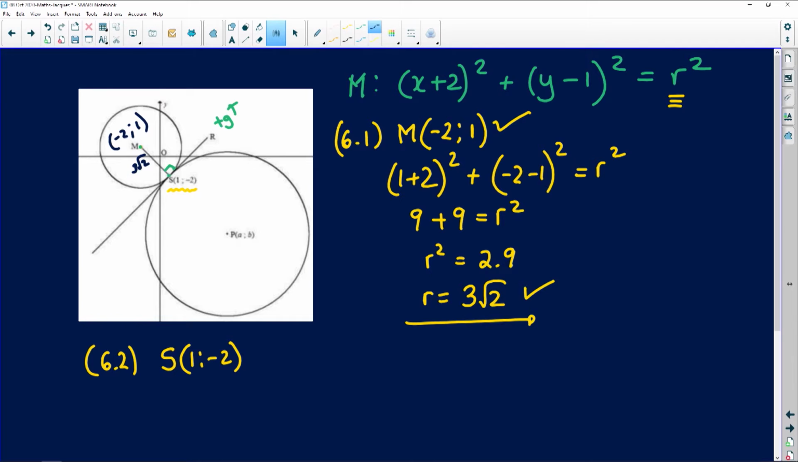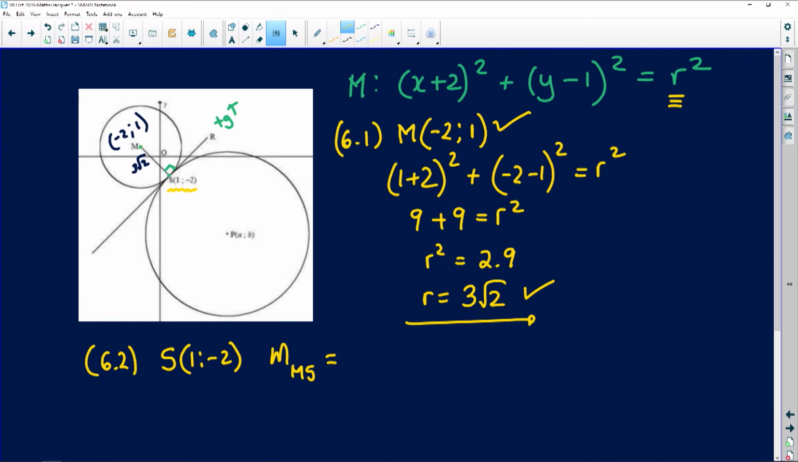Now that was important, folks, because if you look at MS, MS is perpendicular to the tangent. So if I can find the gradient of MS, the line segment MS, then all I need to do is reciprocate it for the gradient of the tangent. Okay, reciprocate and multiply by -1. Why is that the case?